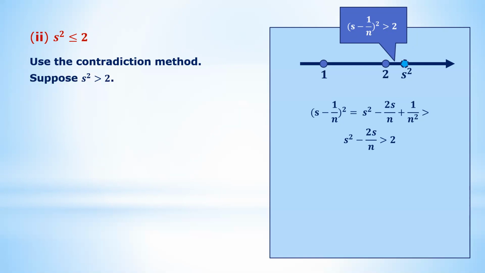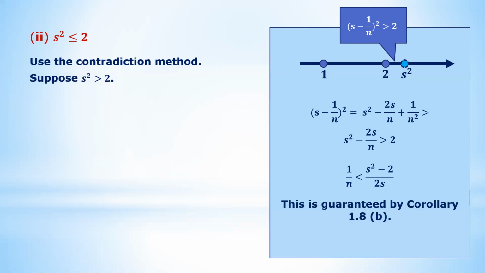Okay, now you can solve for n. You get 1 over n is less than s squared minus 2 divided by 2s. This means that if 1 over n satisfies this, then s minus 1 over n, squared, will be greater than 2. Now such n exists, again, this is guaranteed by corollary 1.ab, because s squared minus 2 divided by 2s is just a positive real number. Okay, that's it.